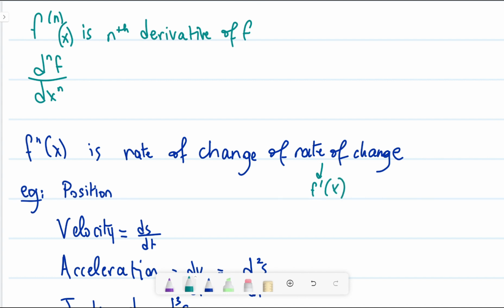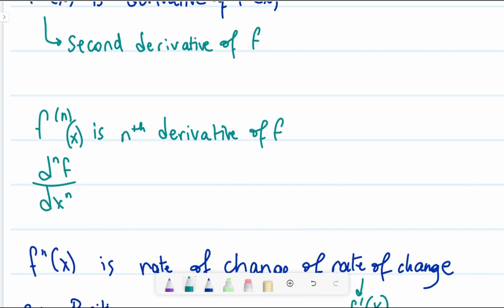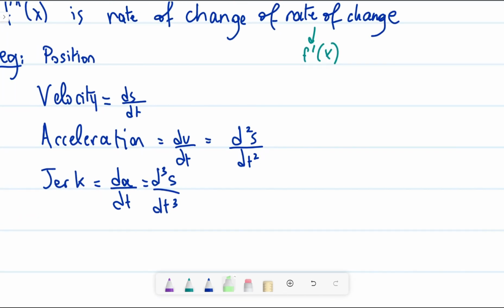so the rate of change of the first derivative is the second derivative. Now, we can have a third derivative and more, a fourth derivative. In order to write the nth derivative of f, we either write the n in a superscript like this, or of course we can use Leibniz notation. Now, why is this useful?